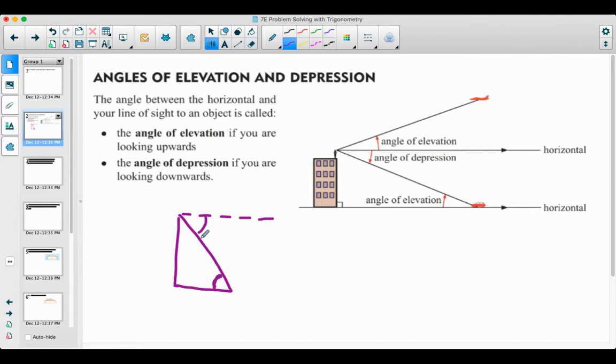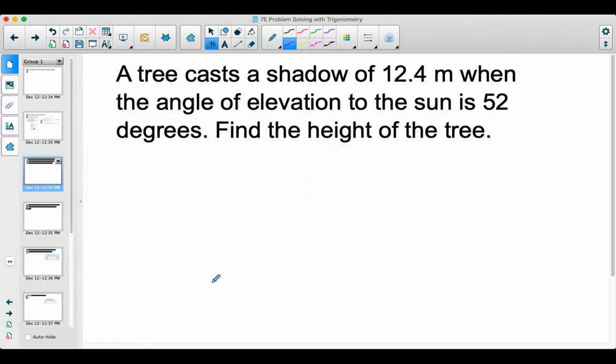Because these horizontal lines are parallel to each other, the angle of elevation and the angle of depression are the exact same measure. That is based on the alternate interior angles theorem: if the lines are parallel, then the angles are congruent if they are alternate interior angles, which is what this is. Okay, so let's take a look.